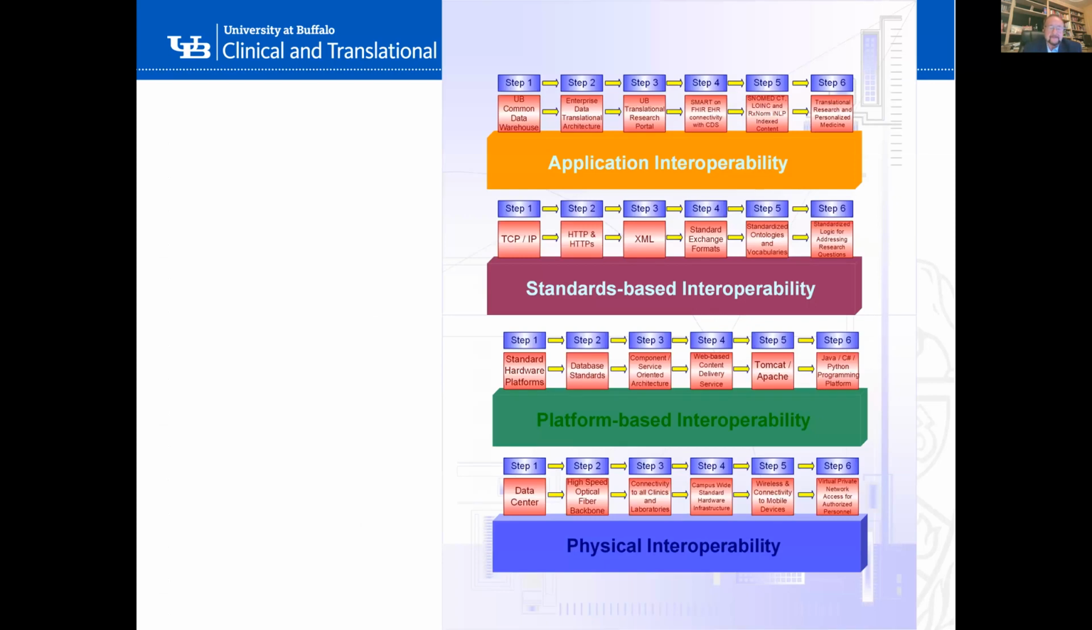So this is the architecture we put in place that would be an interoperable architecture for our CTSA that led to the first approval of the CTSA by NCATS. And it actually is a principled, secure infrastructure that has physical interoperability, platform, standards-based, and application-based interoperability.